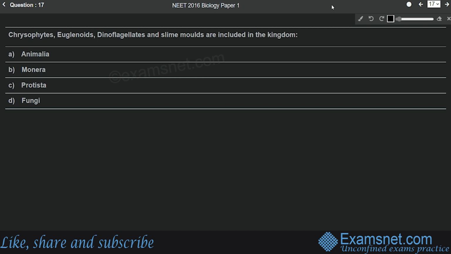Question number 17 is from the chapter Biological Classification, and the question is, chrysophytes, euglenoids, dinoflagellates and slime molds are included in the kingdom. Options are Animalia, Monera, Protista and Fungi. So we know that all these belong to Protista kingdom. And Protista are unicellular and eukaryotic organisms, right? So option C is the correct answer.